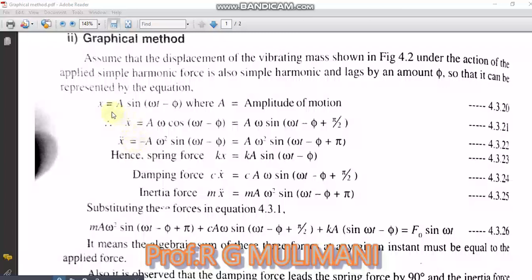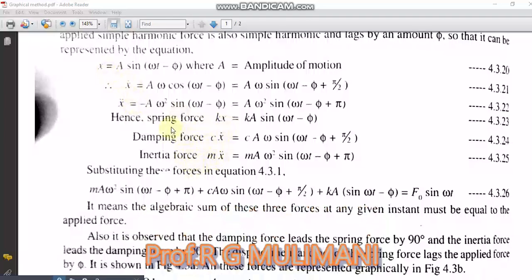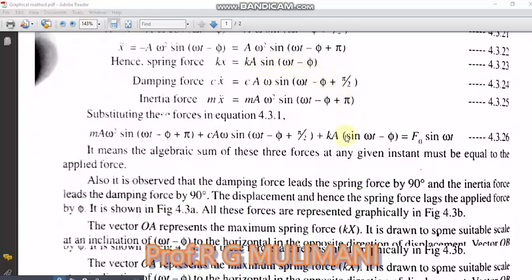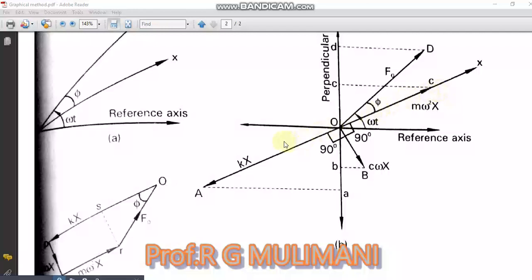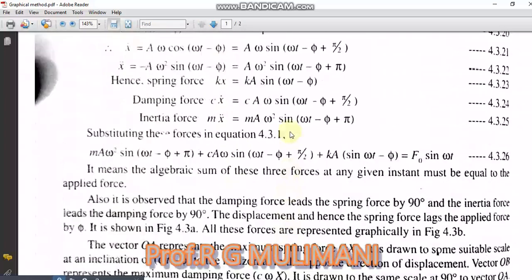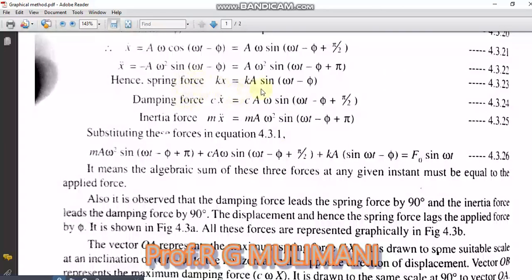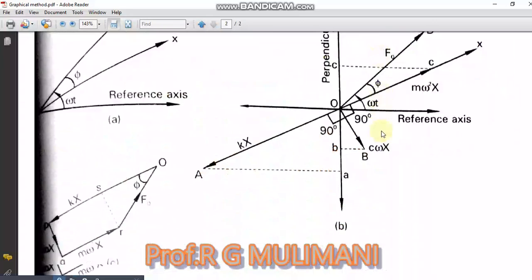Kx, see here, where is the spring force? The spring force is ka sine omega t minus phi. The angle will be the same but in the opposite direction. With respect to this, the angle is also the same, omega t minus phi. And what is the relation between damping force and spring force here? The magnitude is c a omega, and the damping force leads the spring force by 90 degrees.